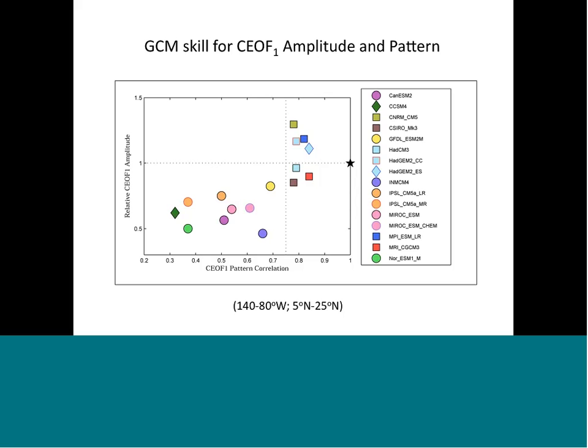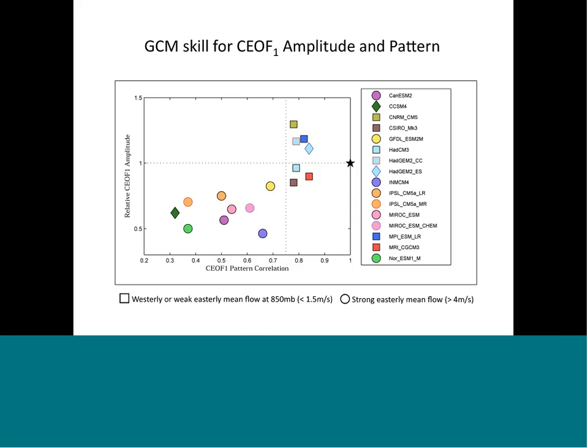So we can see that generally on the right-hand side, several models show relatively higher pattern correlation, with scores greater than 0.75. Although there is also bias in the amplitude of these models. Some models overestimate and some underestimate the observed amplitude. Then next, please.